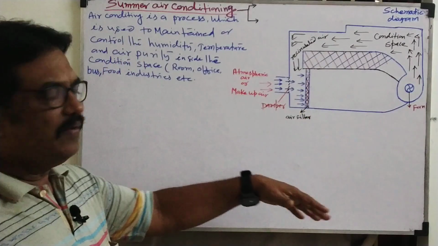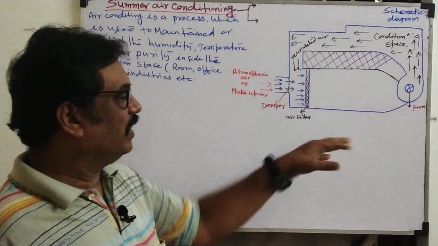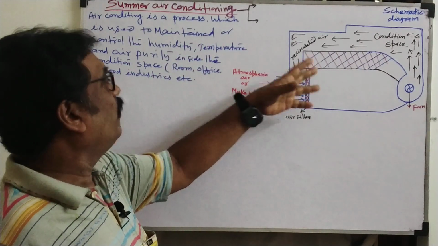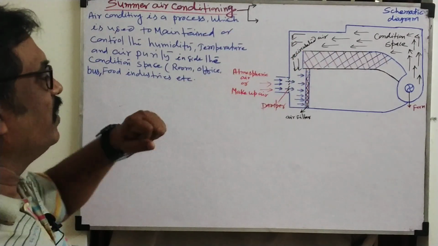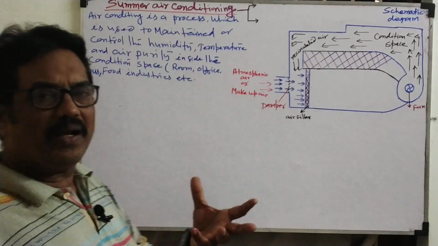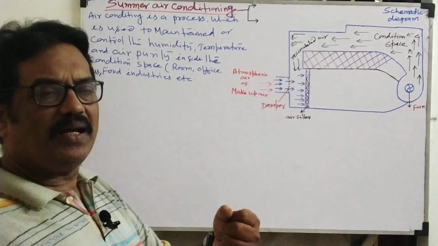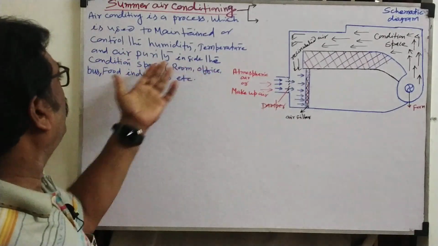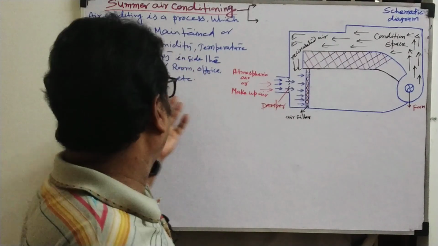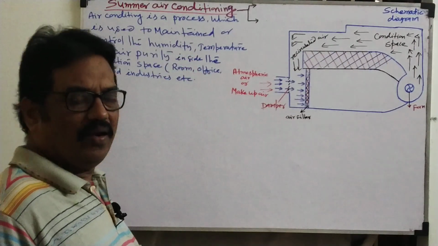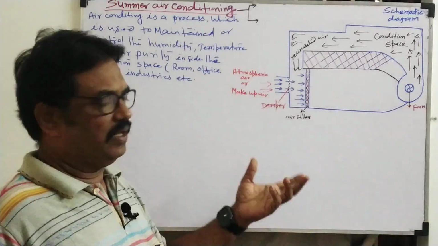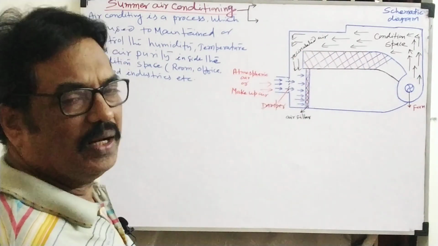So how the AC is designed, that we will study today. Just now, what is the meaning of air conditioning? Air conditioning is a process which is used to maintain the moisture, temperature and air purity inside the conditioned room, like an office, a bus, or an industry. They are controlling the humidity, moisture and air purity. That only we will study here.